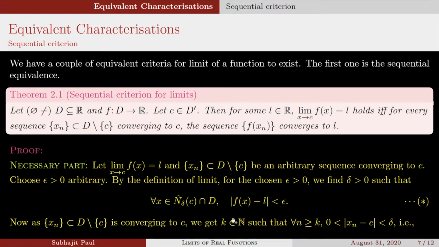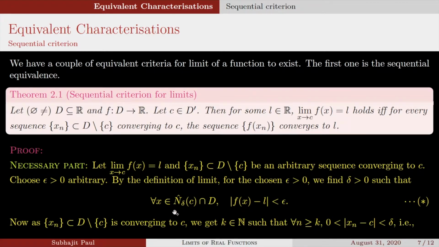Now understand this. We have found a delta already. So what will we do? We will put the xn's within the delta. We will put the xn's inside this. As the xn's are converging to C, we get a natural number k such that for all n greater than or equal to k, mod of xn minus C is less than delta, right?